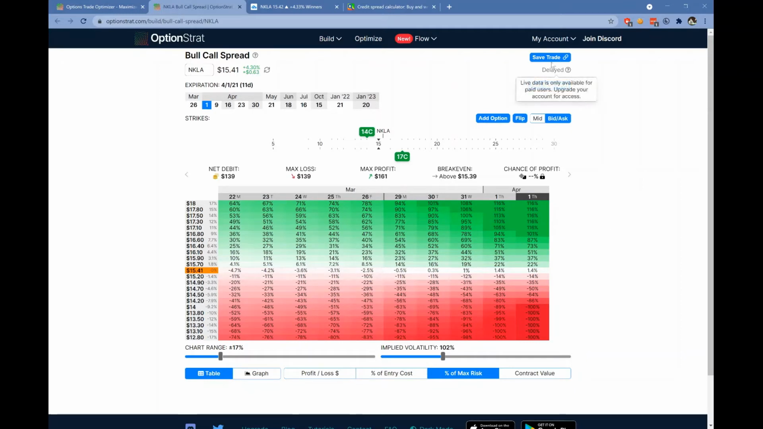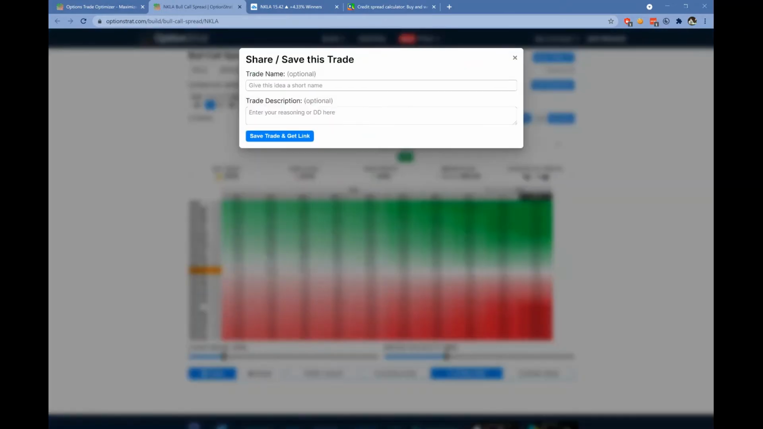So what you can do instead of trading is basically paper trading. So you click save trade, you can type in a name. I always leave that blank, and then down here I type in the description, the reasoning why I'm buying this. So I can say the reason I bought Nikola was because it was in the news, or I have a screener that showed it to me.